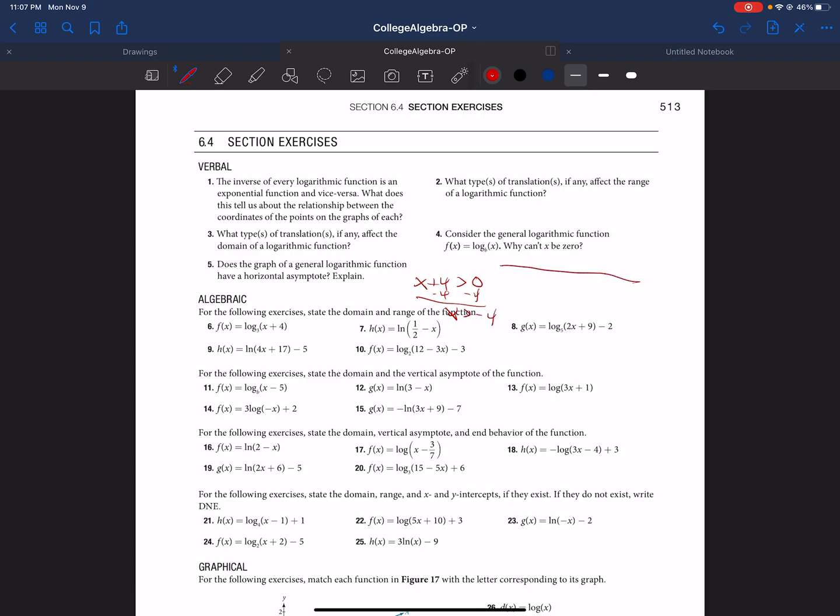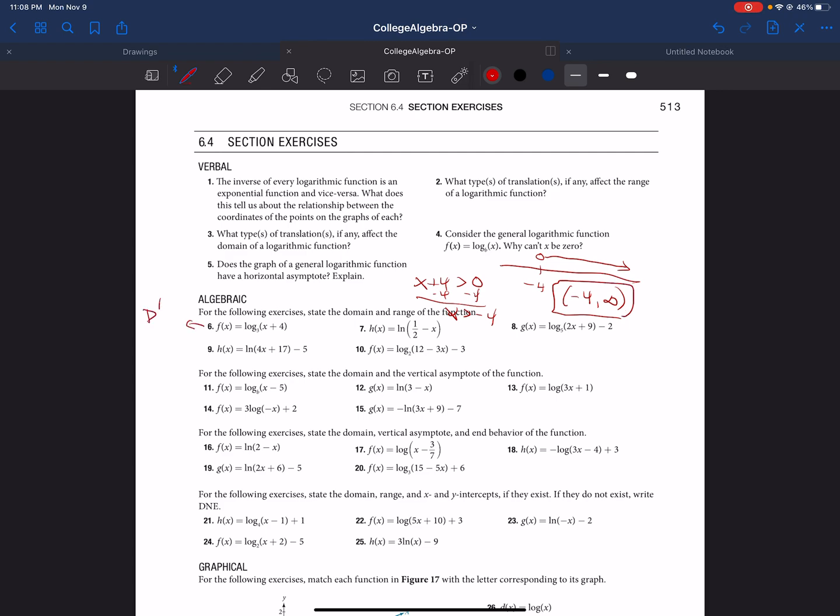Well, greater than negative 4 on a number line means there's negative 4. Put an open circle. And since x needs to be greater than negative 4, we're going to shade to the right. And so notice I'm shading to the right. And so as an interval then, that would be negative 4 to infinity. I'm going to show you something cool here. So negative 4 to infinity is the domain of this function.